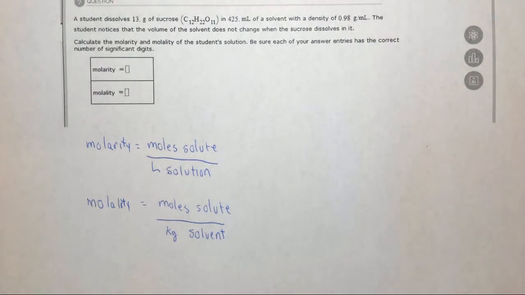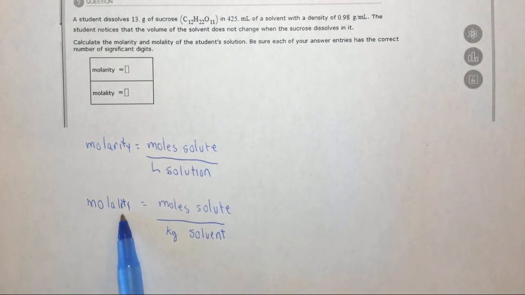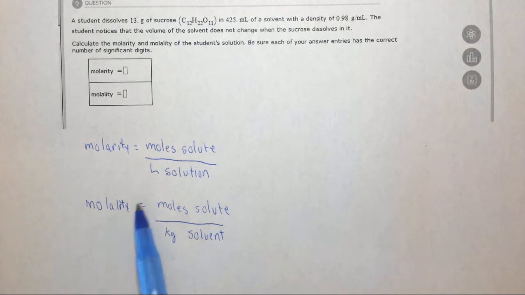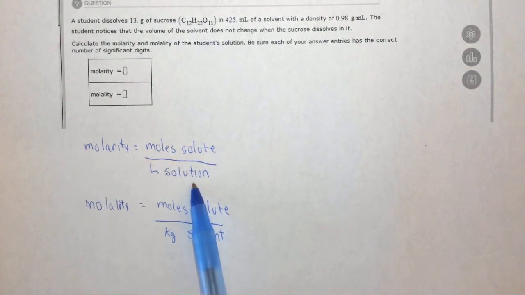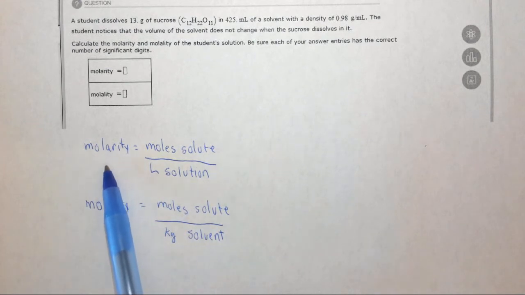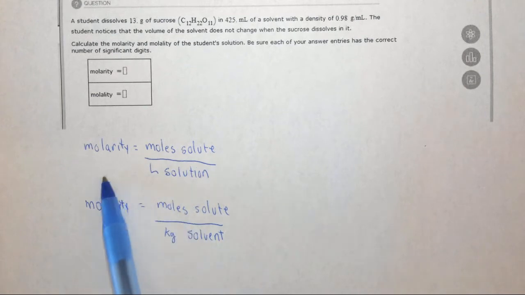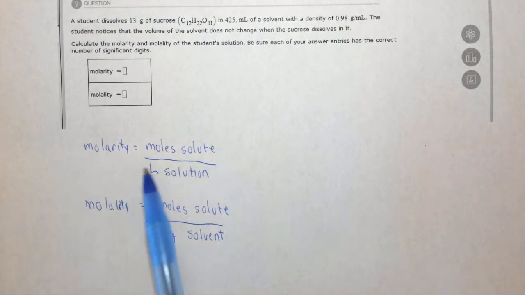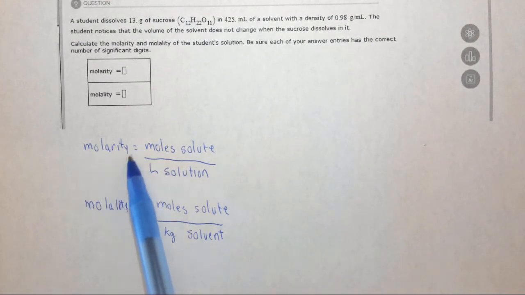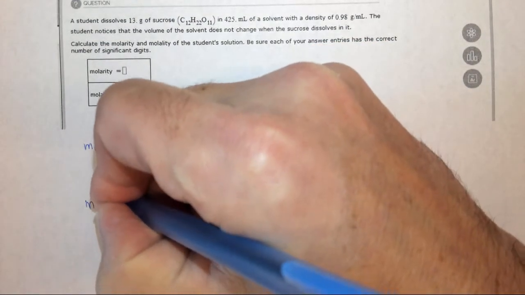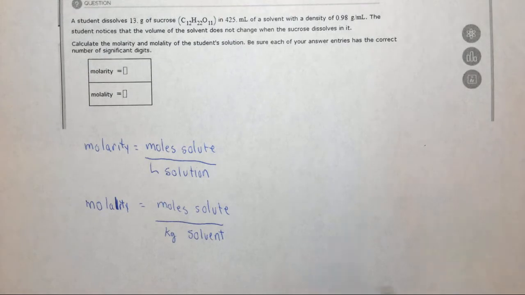And the reason that this new unit is needed is for temperature studies. Molarity is not a good unit of concentration to use if you're studying temperature. The reason for that is, as a solution's temperature changes, its volume changes, and therefore its molarity changes, right? Because liquids will expand and contract as they're heated. They expand, as they cool, they contract, which will actually change the molarity of the solution. The molality, on the other hand, will not change.